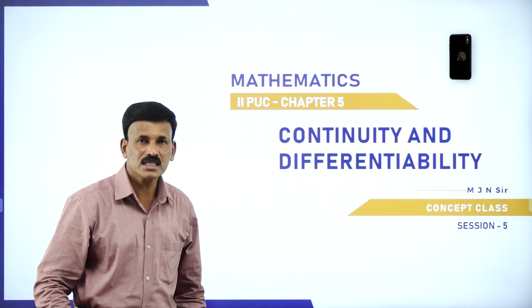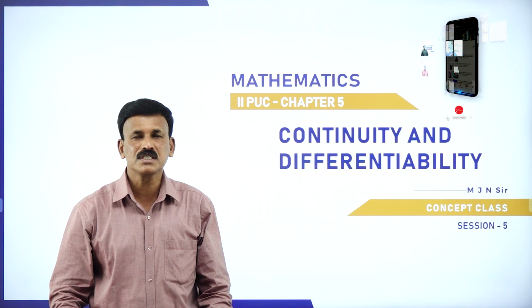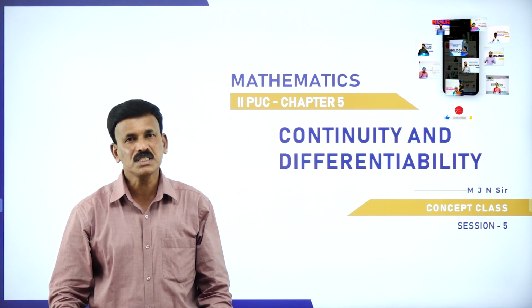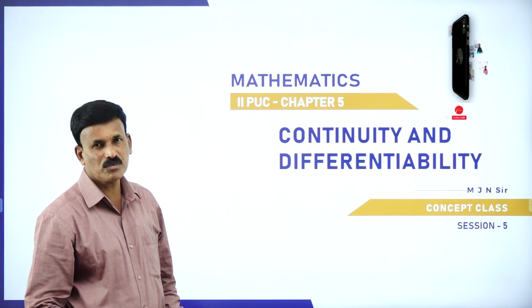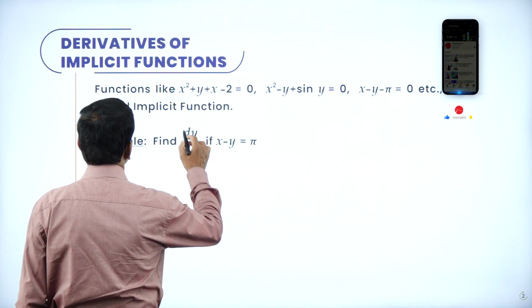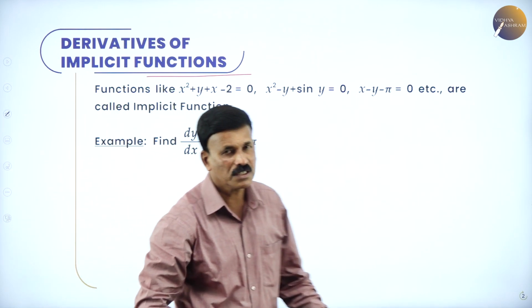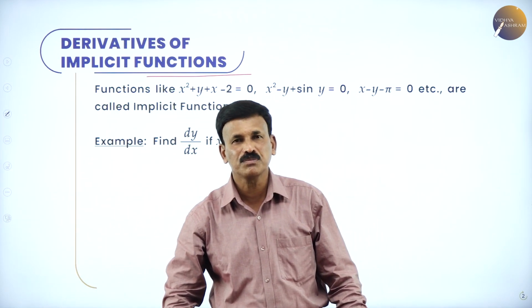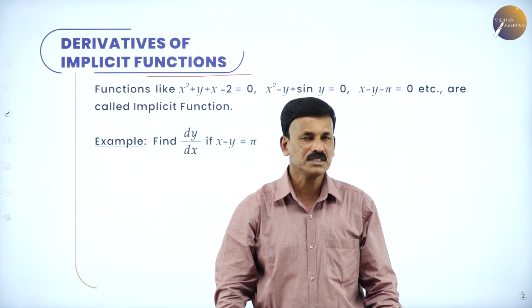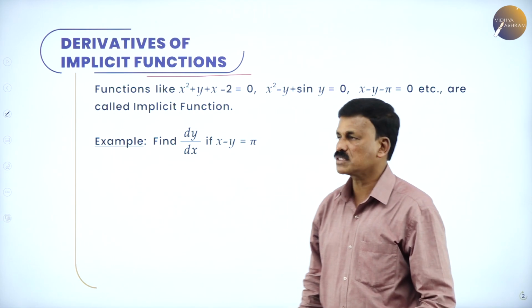Now in the previous class, we have discussed differentiation of function of a function, that is composite functions using chain rule. Now in this session, I am going to discuss differentiation of implicit functions. Implicit functions, this is a very important concept. Definitely we will get one question from this, either a 2-marker or a 3-marker question.